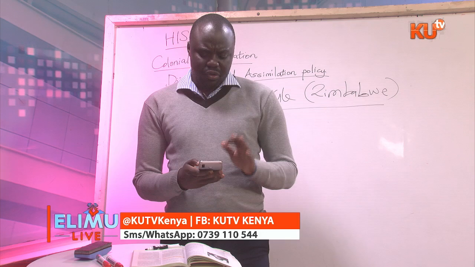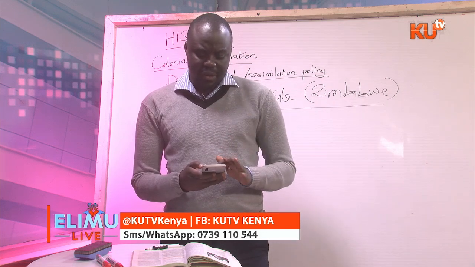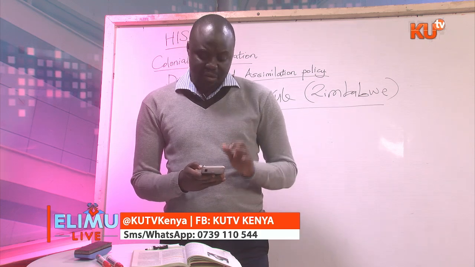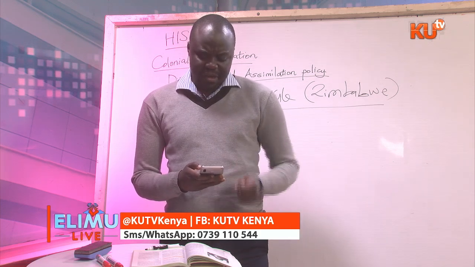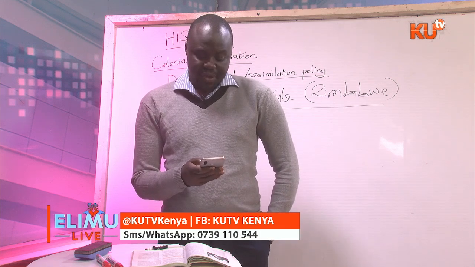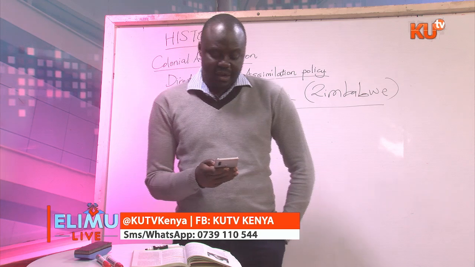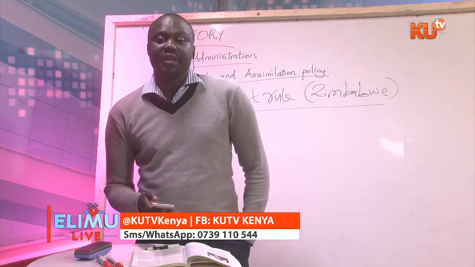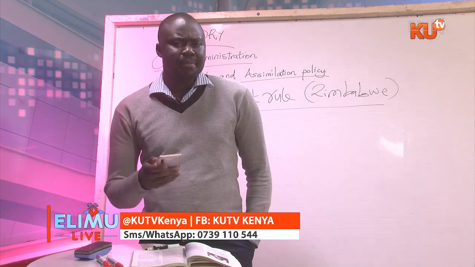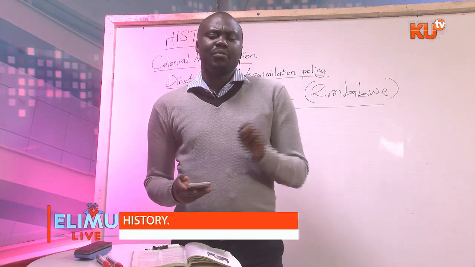Then let us look at additional impacts of direct rule in Zimbabwe. Number one, Africans were subjected to forced labor, and they were forced to work in the European mines and farms. Then African movement was confined to the reserves, and additionally they were required to carry identity cards. I want to explain this. In the African reserve, that is the place that was reserved for the Africans, it is here that they could move independently.